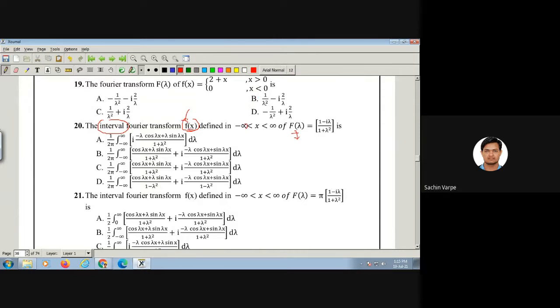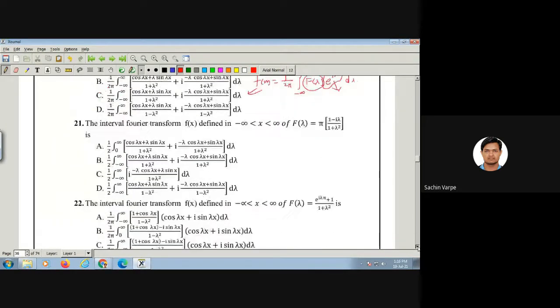So what is the formula? f of x is equal to 1 upon 2 pi, integral from minus infinity to infinity, f of lambda e raised to i lambda x d lambda. And on substitution of this in terms of cos and sine, and this as given, we can get the correct option. Such questions will be for 2 marks.